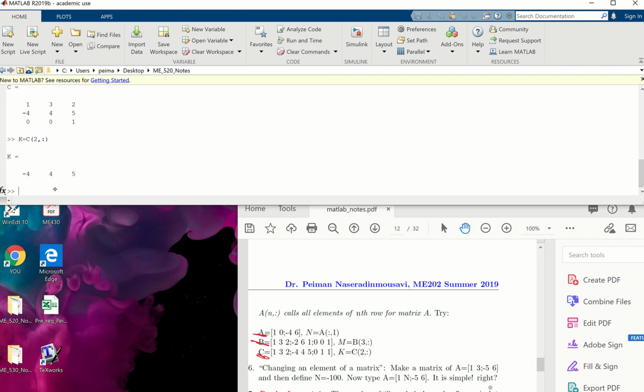Okay, now section 6: changing an element of a matrix. Make a matrix like this. Let us do that together, step by step. A is [1 3; -5 6]. So this is a matrix. And then define n to be -100. Say n is -100. We did it. Now if I say A is equal to [1 n; -5 6].